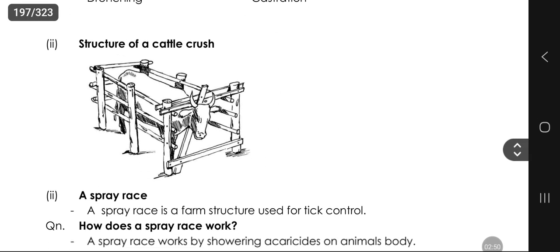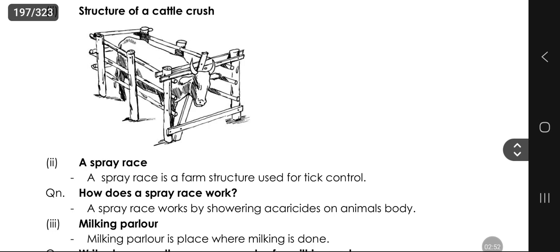So next we can talk about what we call a spray race. A spray race is a farm structure used for tick control. It always tries to resemble a cattle crash, but in a spray race we spray the animals. So how does a spray race work? A spray race works by showering acaricides on the animal's body. Acaricides are chemicals that are used to kill the external parasites of cattle.